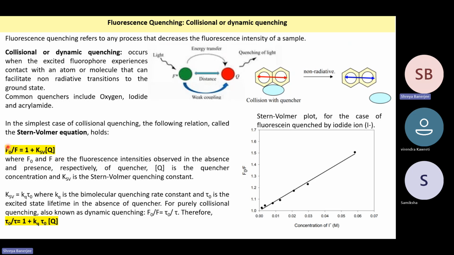The first equation is pretty clear. As we are increasing the concentration of the quencher, the fluorescence intensity is decreasing. In the second equation also, instead of this constant Ksv, we are writing it out in terms of the rate constant of collision and the lifetime. So you can just remember that from the first equation, the second equation is coming. We are not going into the derivation of this.